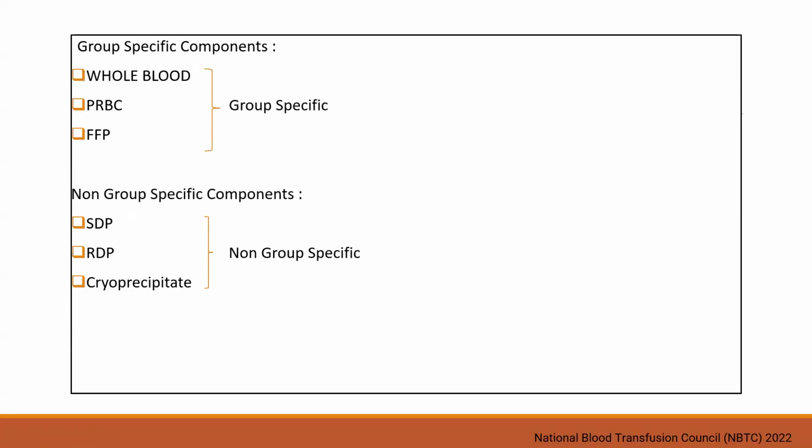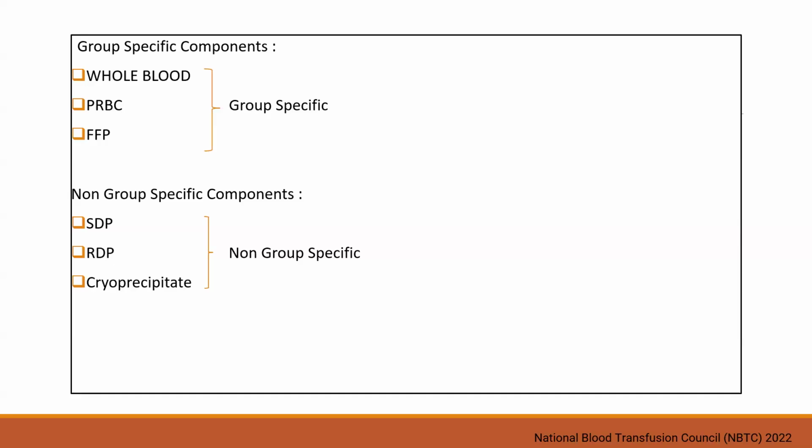Now coming to whole blood, packed red RBCs and fresh frozen plasma. These three are group specific components, because in whole blood and PRBCs there are antigens on RBCs, and in FFP, fresh frozen plasma, there are antibodies. So it must be transfused only group specific, because of transfusion related reactions.